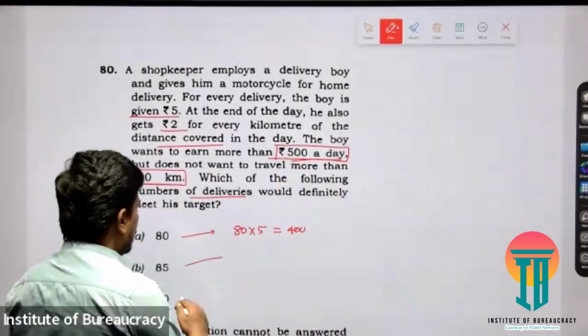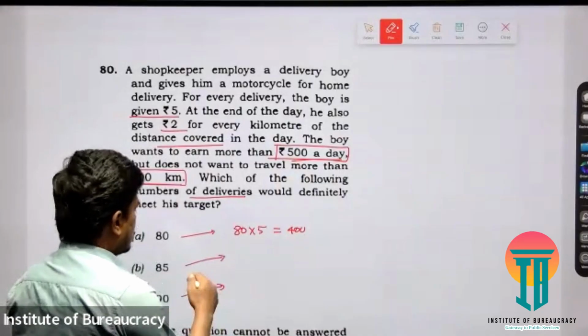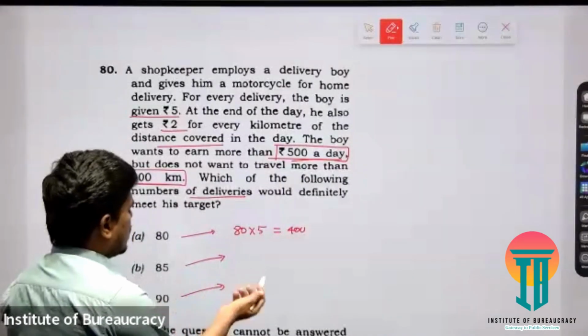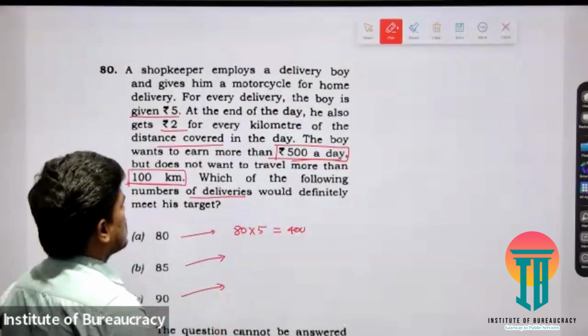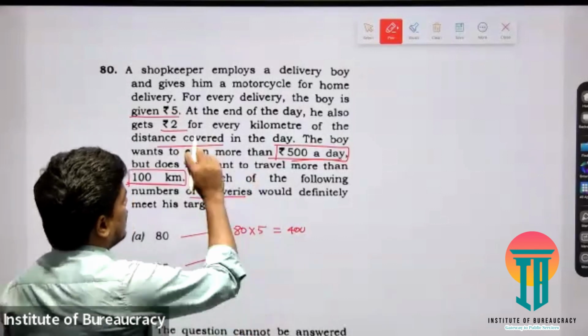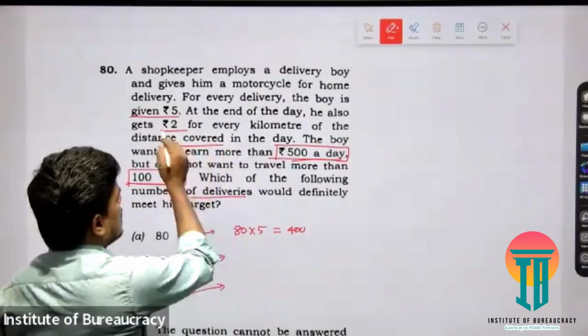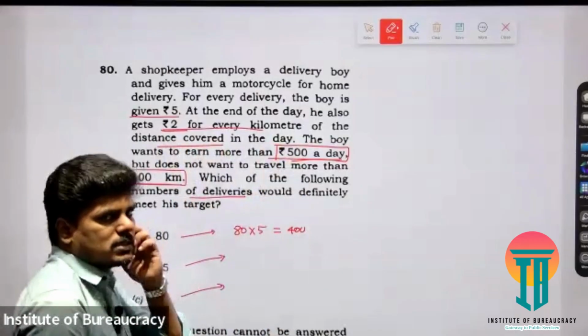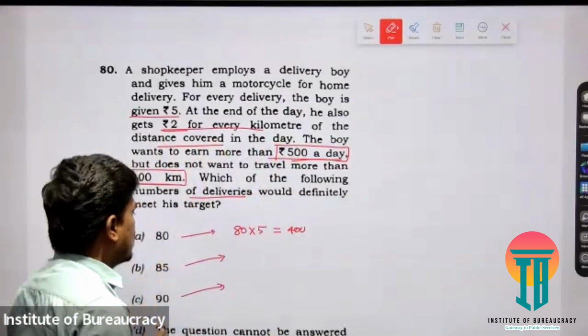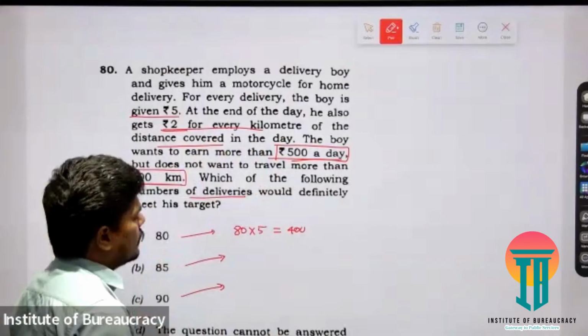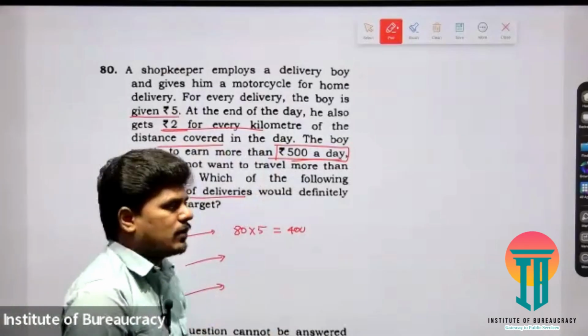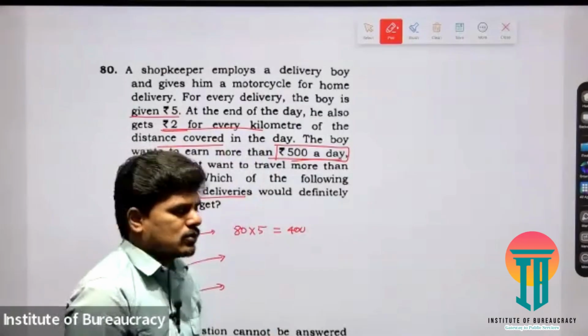These are all only through deliveries. Each delivery is going to give 5 rupees, so you multiply and you will get the amount. But he is also earning by traveling distance. For each kilometer, he is given 2 rupees. How much distance he travels is not known. Without knowing that, we cannot say exactly. Therefore, option B is the answer for this question.